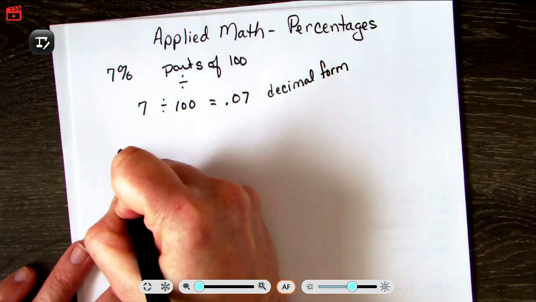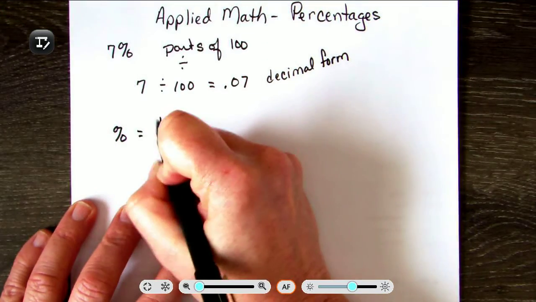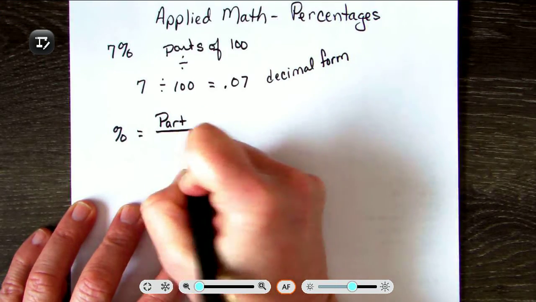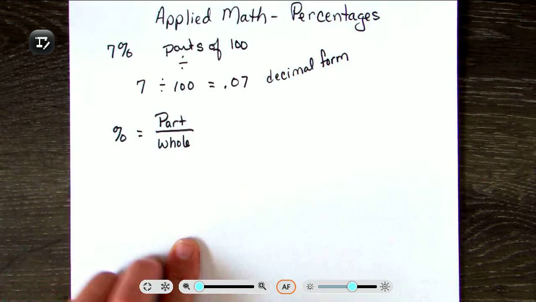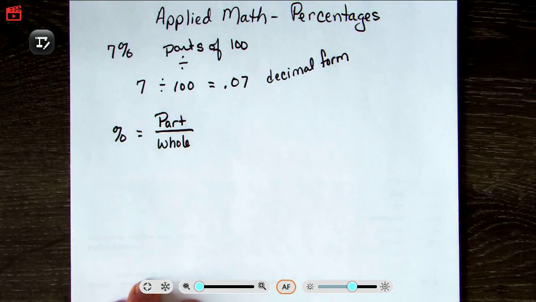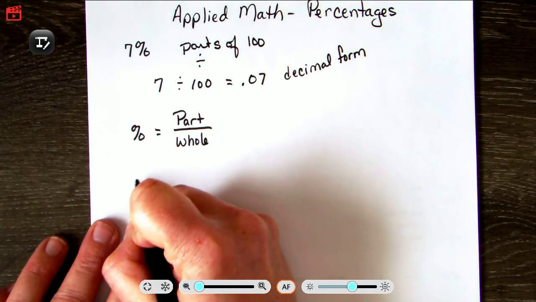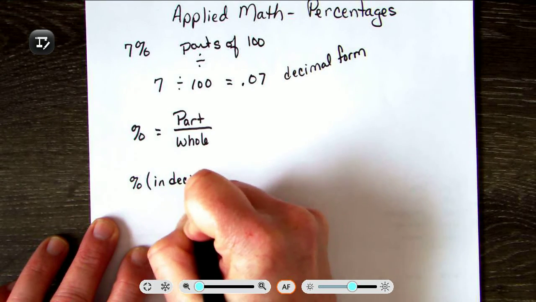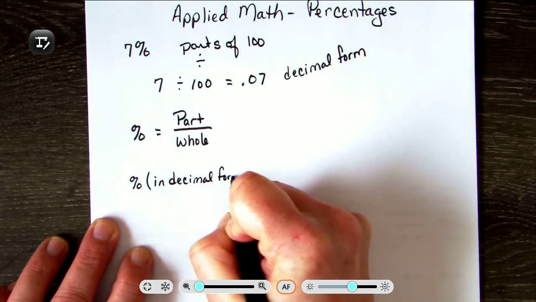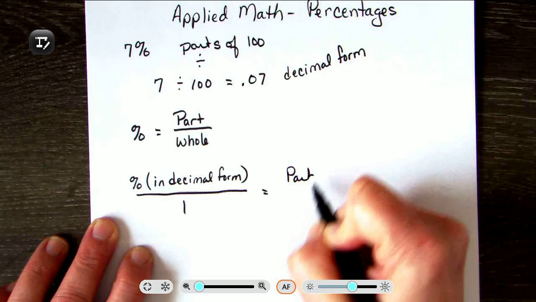One little thing we want to know is if we want to find a percent of something, it is going to be the part that we're talking about, or the small piece that we're referring to, as compared to the whole. So our percent is going to be that part divided by the whole. And if you want to turn this into a ratio or a proportion, you can think of this percent in decimal form, after you have converted it, over 1 is going to be that part to the whole.